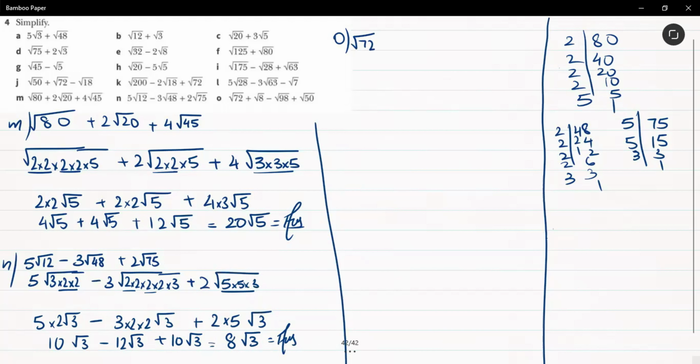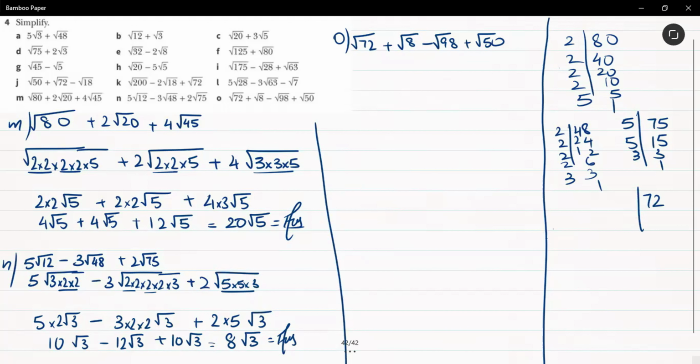Under root 72 plus under root 8 minus under root 98 plus under root 50. Now we are going to find out the LCM for each and every one of these terms to easily solve this question. Okay, so we have under root 72. I think we found it out around somewhere here, and now I don't remember what under root 72 is.